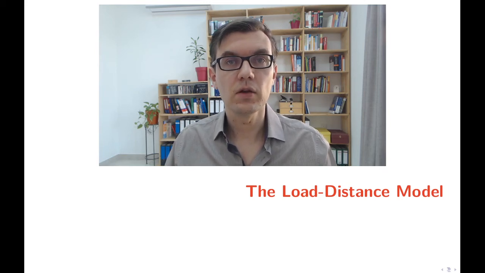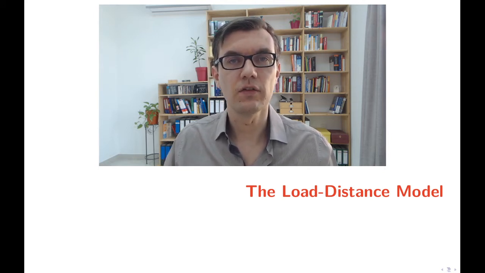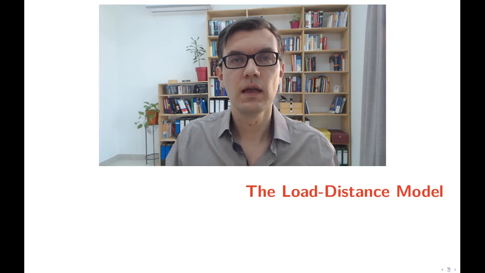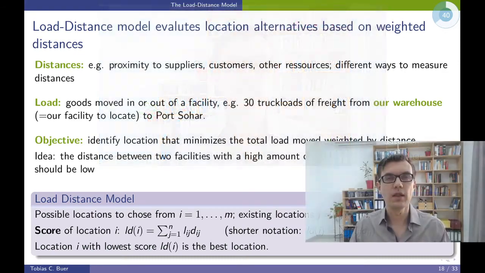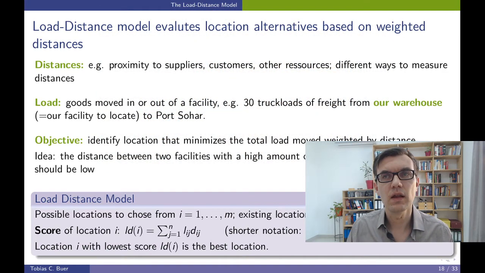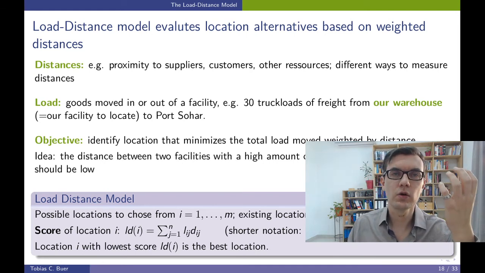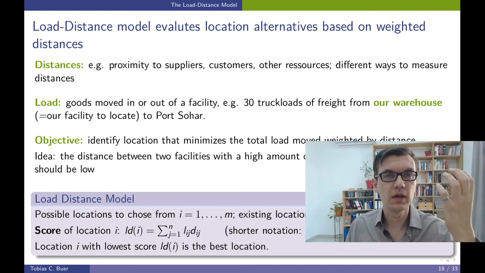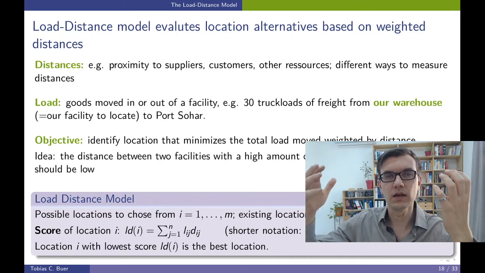The second method to make location decisions is called the load distance model. Actually, it's more of a procedure and less of a model, but let's just have a look how this works. So the load distance model evaluates location alternatives based on weighted distances. On the one hand, we always look at the distance between a potential location and all the existing locations, for example, all existing customers.